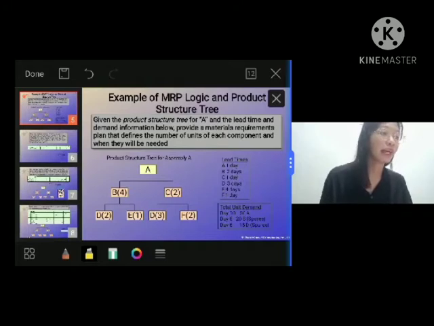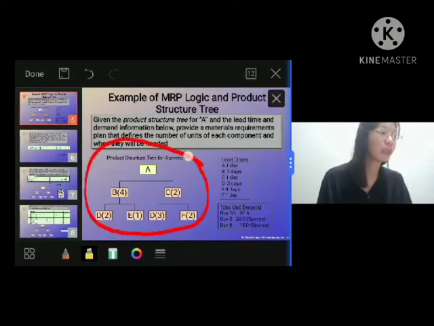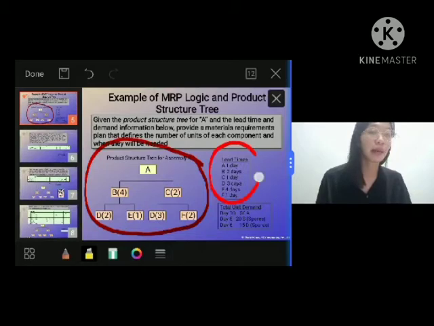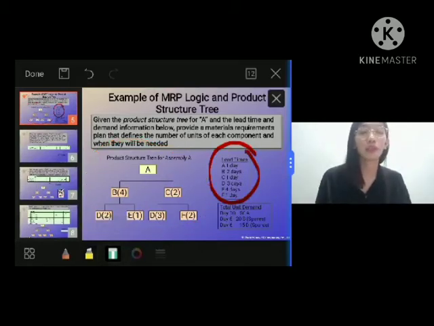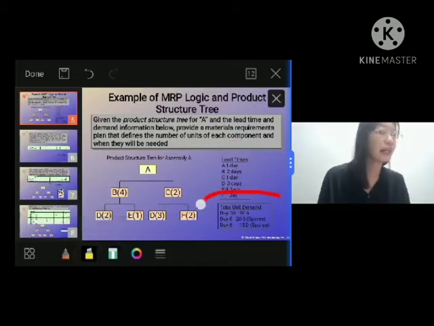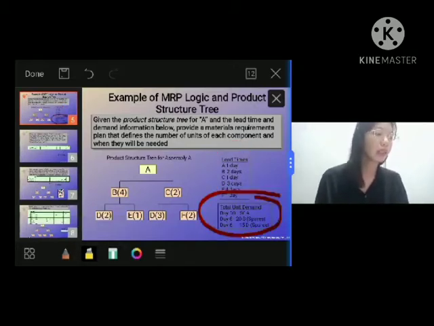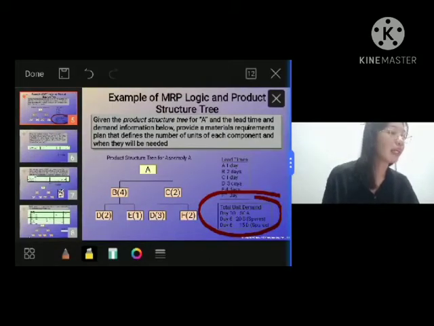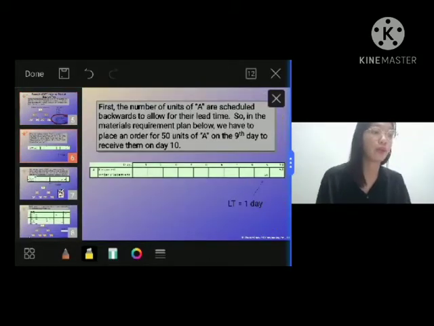You can find there an example of MRP logic and a product structure tree. Here we see a product structure tree for assembly A to F. On the right side there are lead times, which means how long the materials take to arrive, and also the total unit demand. In day 10, we have 50 units in assembly A. In day 8, we have 20 units in assembly B. Spares means a replacement of damaged items. In day 6, we have 50 units in assembly D. Spares again.